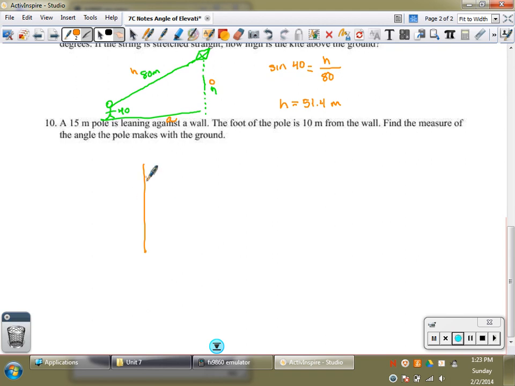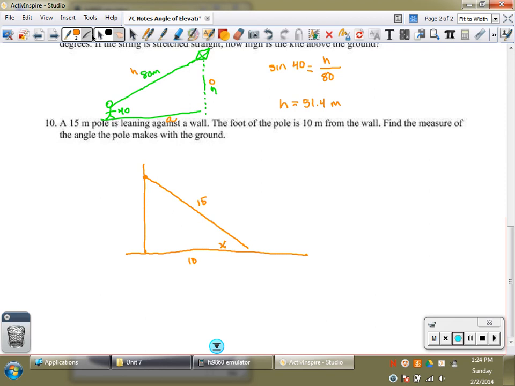Last one, a 15-meter pole is leaning against the wall. So here's the wall, here's the pole. Let's put the ground down here. So a 15-meter pole is leaning against the wall. The foot of the pole is 10 meters from the wall. So the foot of the pole is down here. Find the measure of the angle the pole makes with the ground.